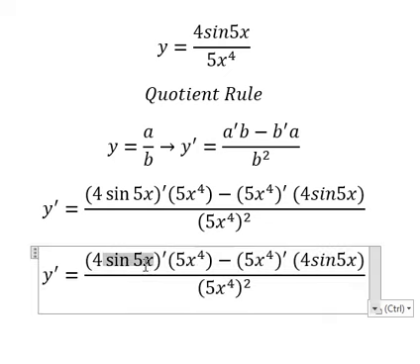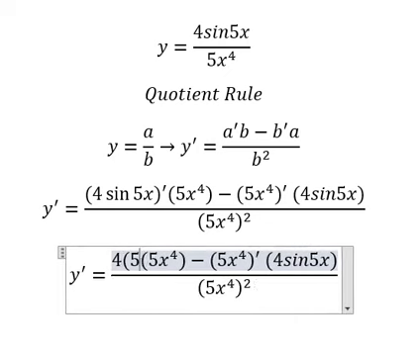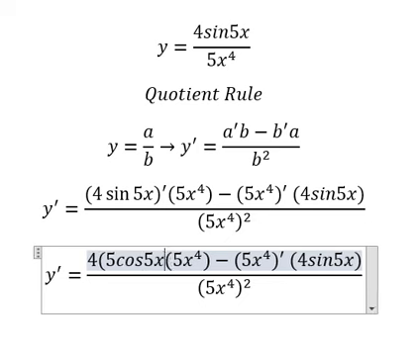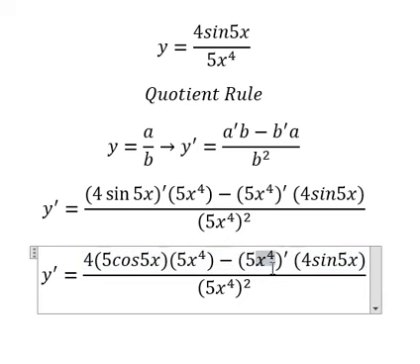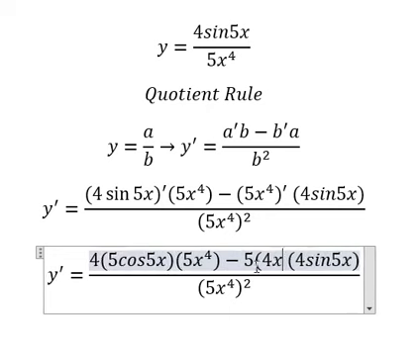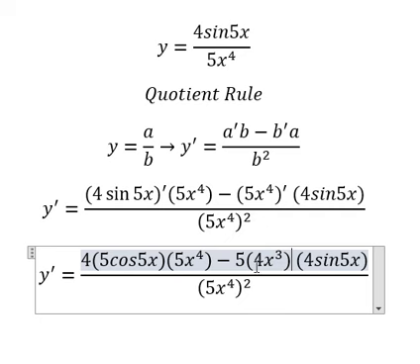So first the derivative of sin 5x, that is 5 cosine 5x. First the derivative of x to the power of 4, that is 4x to the power of 3. And this is the power rule of the derivative.